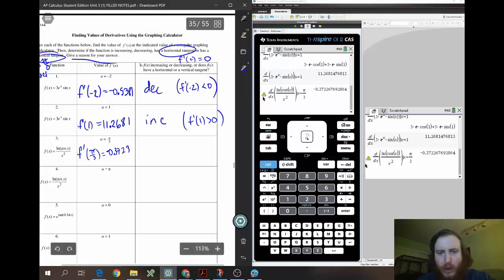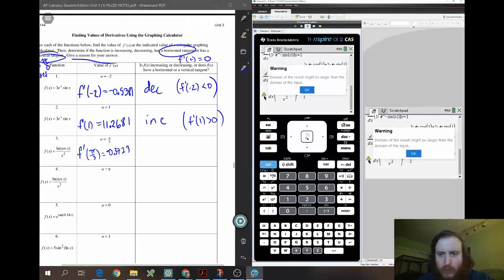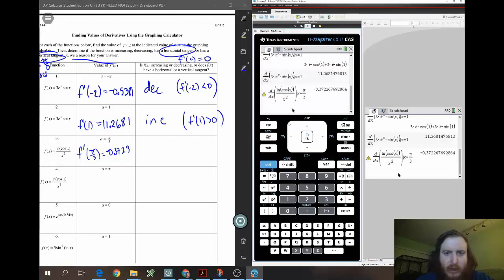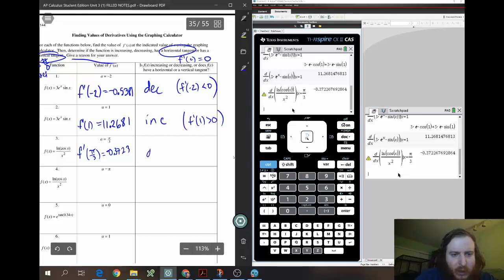So every now and then you'll get this little error symbol, and if you click on it, it says warning, the domain of the result might be larger than the domain of the input. And so it's just a warning to you. The reason for that is ln of x is only for positive numbers, so just double check your answer. Okay. So this is less than 0, so it's decreasing. Why? Our reason is because f prime of pi over 3 was less than 0.